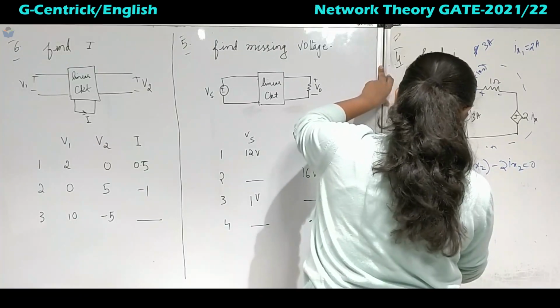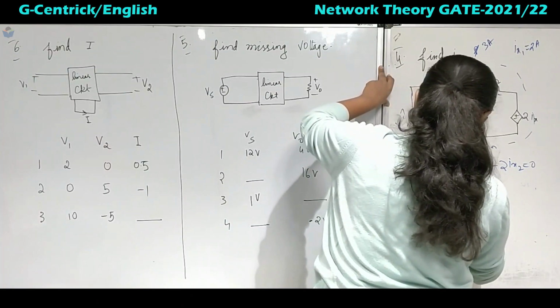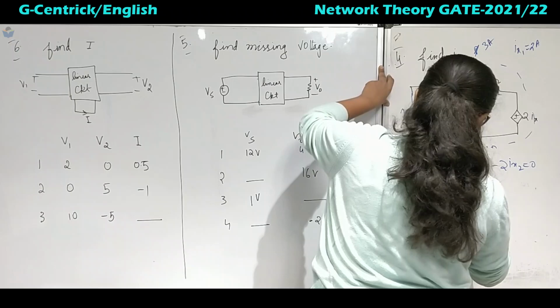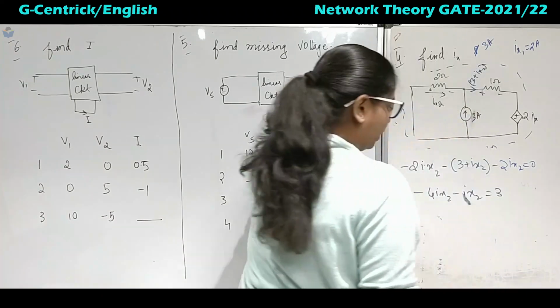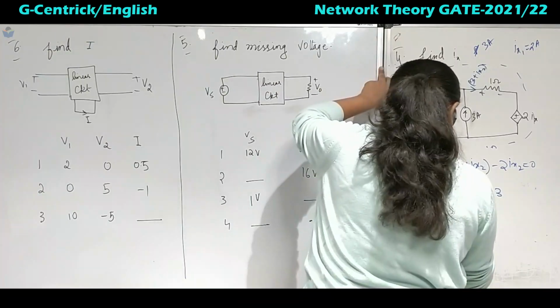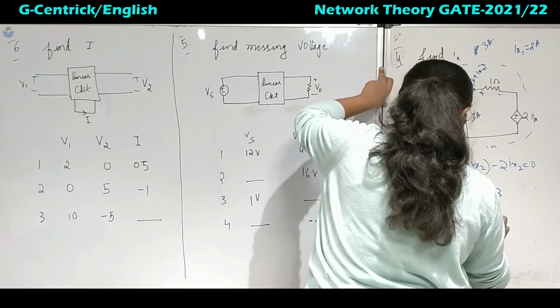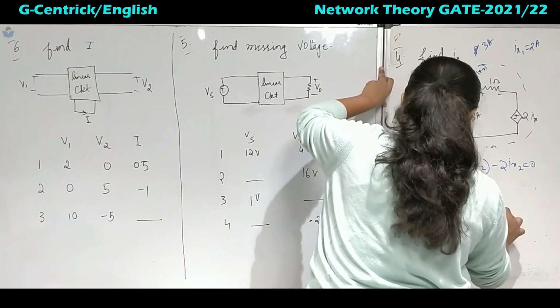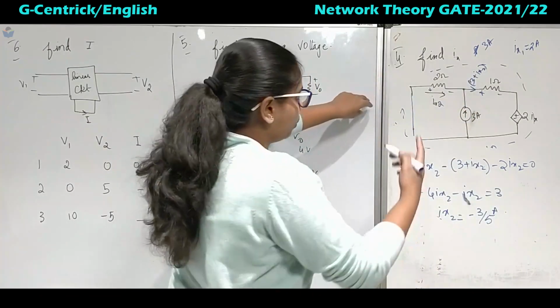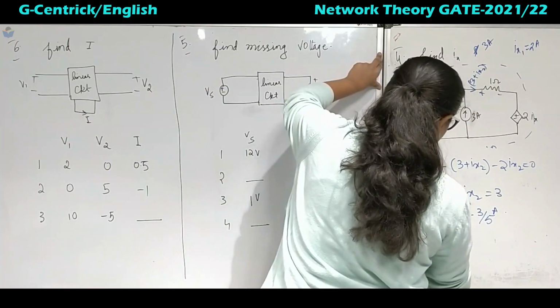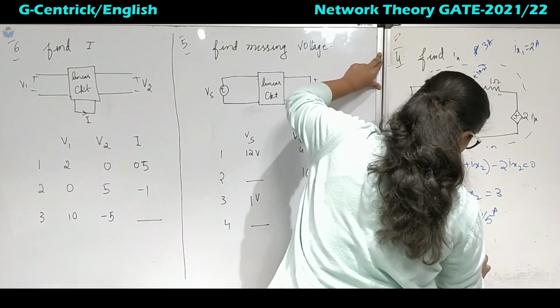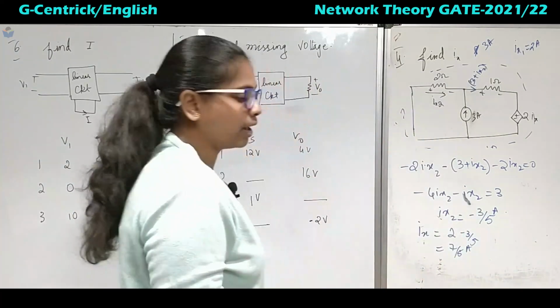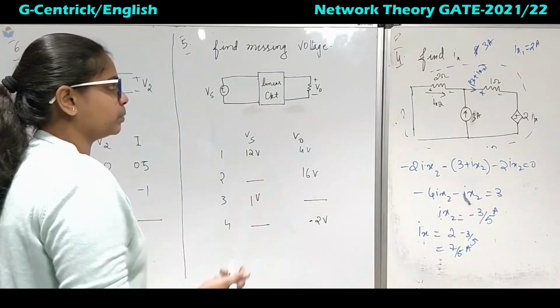Minus 2 is minus 4 Ix2 minus 3. Okay, if it goes on other side, it will be plus 3, right? So this is Ix2 will be equal to minus 3 by 5 amperes. So now if I add total, Ix will be 2 minus 3 by 5, which comes out to be 7 by 5 amperes. Okay, it was easy problem.